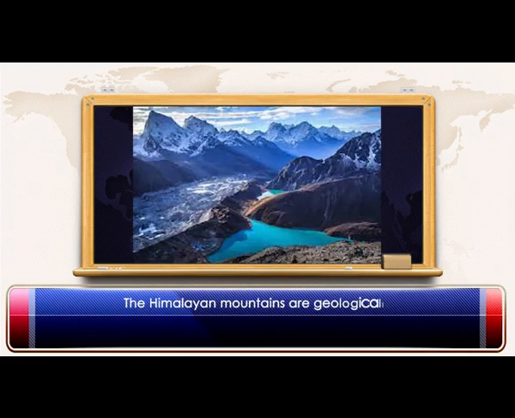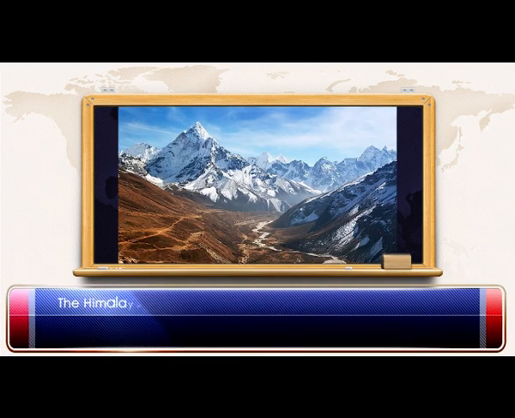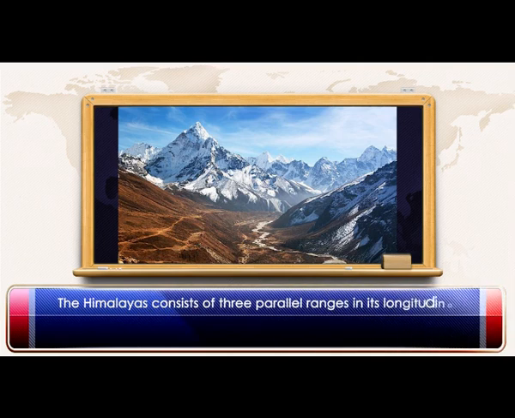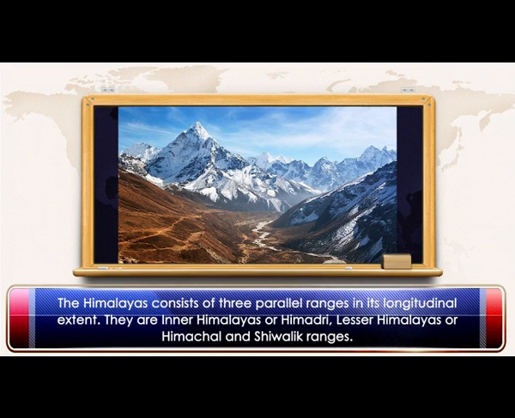The Himalayan mountains are geologically young and structurally fold mountains. They stretch over the northern boundaries of India. The Himalayas consist of three parallel ranges in its longitudinal extent. They are Inner Himalayas or Himadri, Lesser Himalayas or Himachal, and Shivalik ranges.